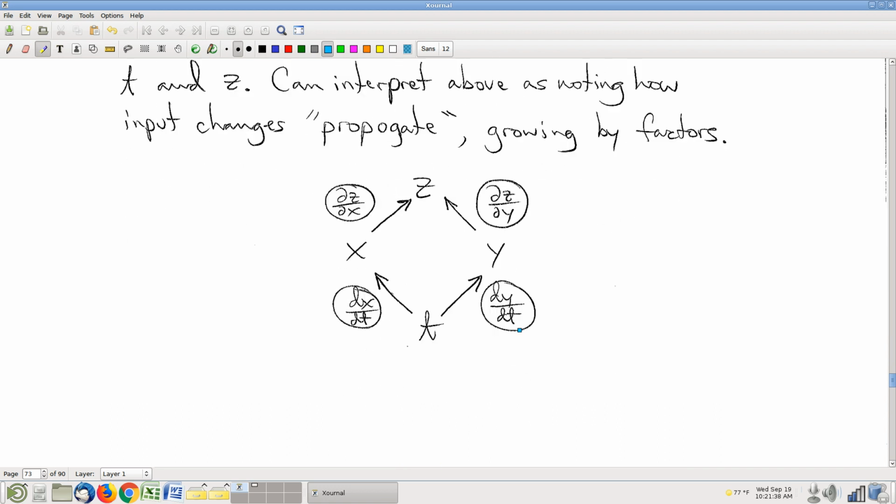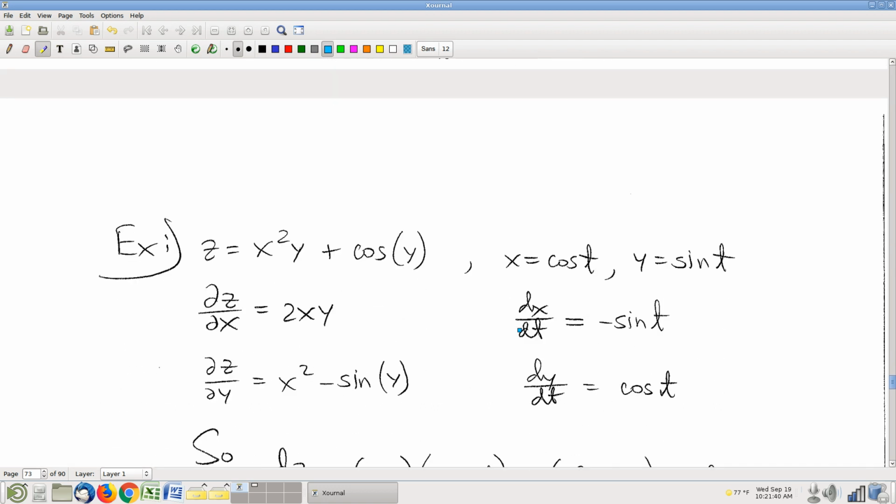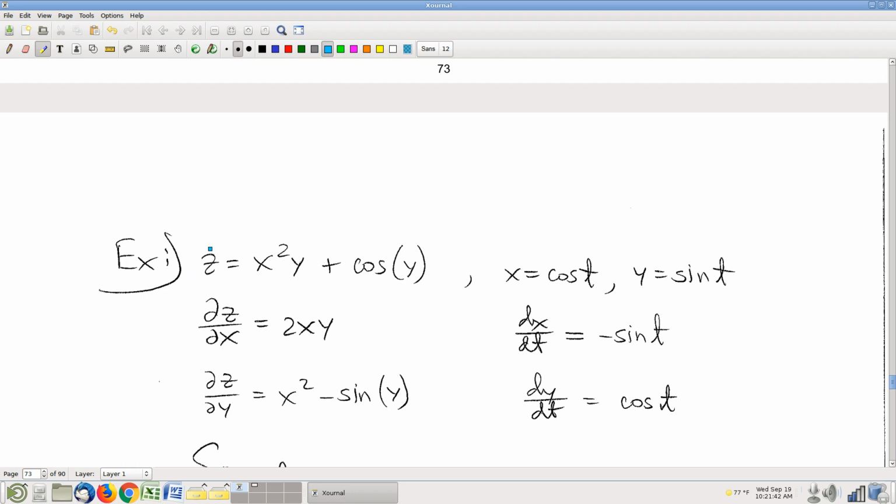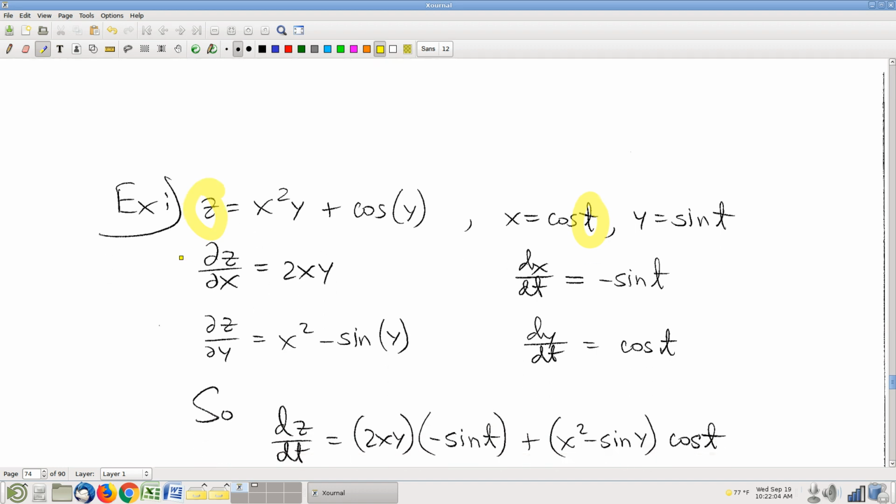So let's do an example. Here we go. Here's an example. Here we have the same setup as we had on the previous page. z is a function of x and y. But then notice x and y themselves are functions of t. And if altogether you want to know how changes in t propagate through x and y and cause changes in z, how would you compute that derivative?